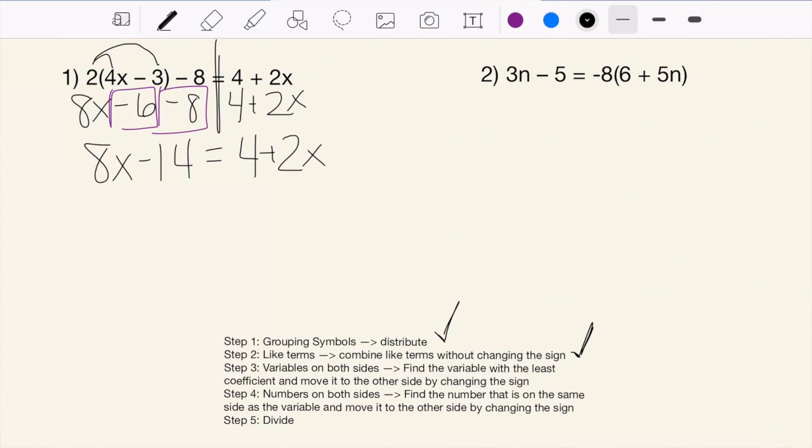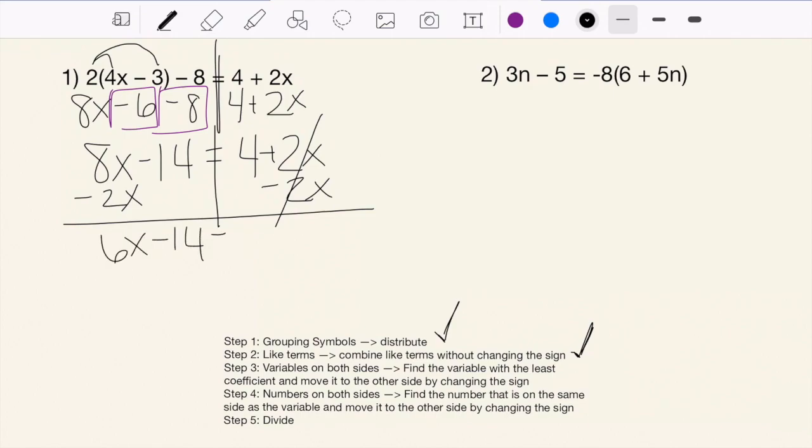All right, number 3, variables on both sides. We do have x's on either side. So you could do it either way. I would have subtracted this 2x over, 6x minus 14 equals 4.